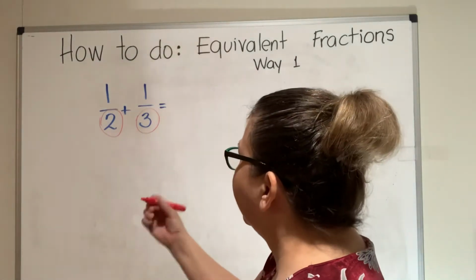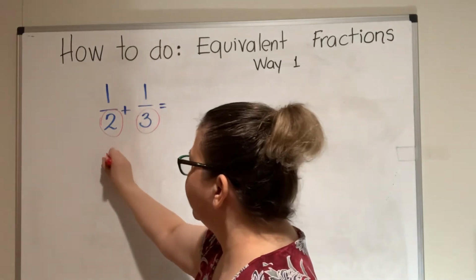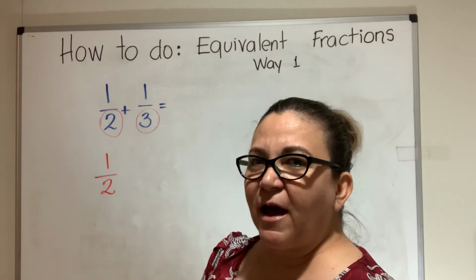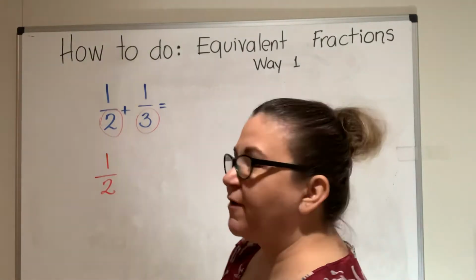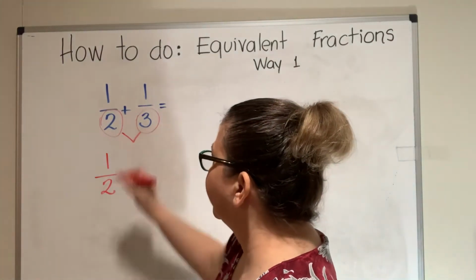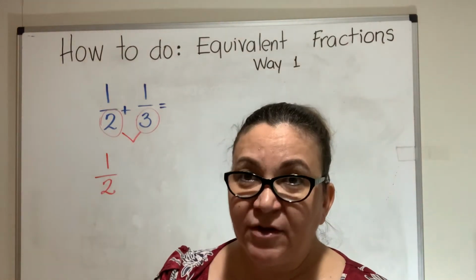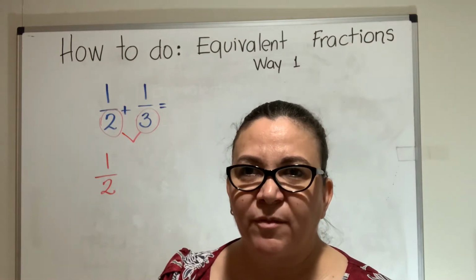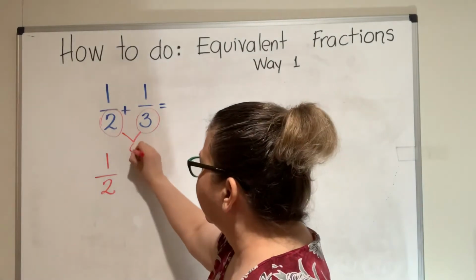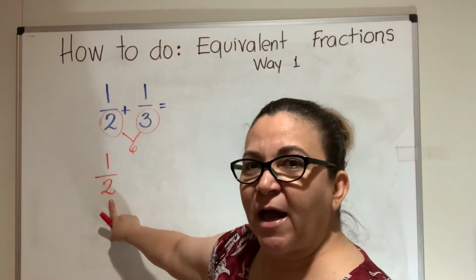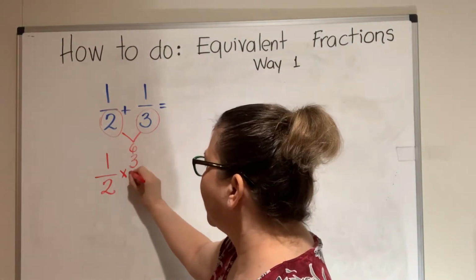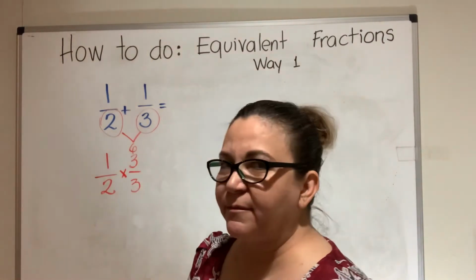So we are going to take a part of the equation. I'm going to take 1/2. And the easiest way to find a common denominator is to multiply these two. I can safely do that because 2 and 3 are small numbers. So 2 times 3 is 6. So to make these two 6, I'm going to multiply times 3 on top and times 3 on the bottom.